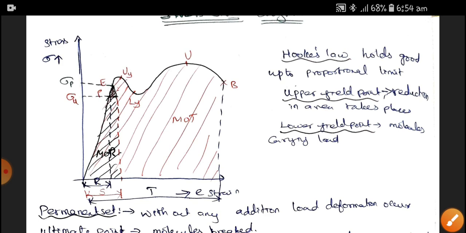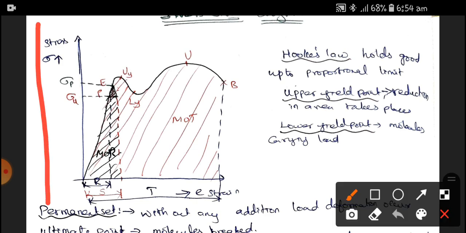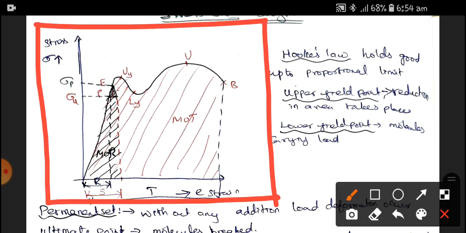And one important thing. When you see these kinds of stress strain diagram, you can easily understand this stress strain diagram is for the elastic materials. Whenever you identify certain points like proportionality, elastic point, plastic point, upper yield point, lower yield point, ultimate point, breaking point, if you have an idea to visualize these points, you can definitely say this stress strain diagram is for an elastic material.